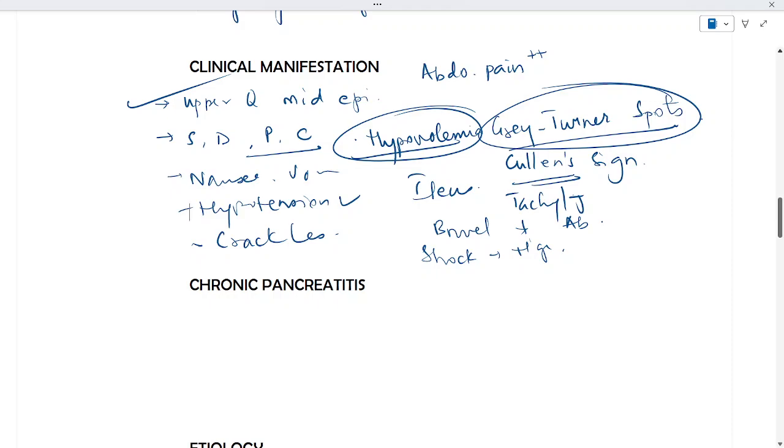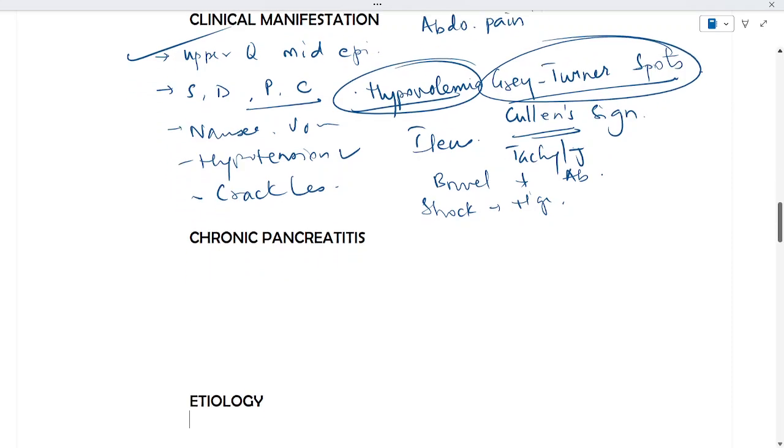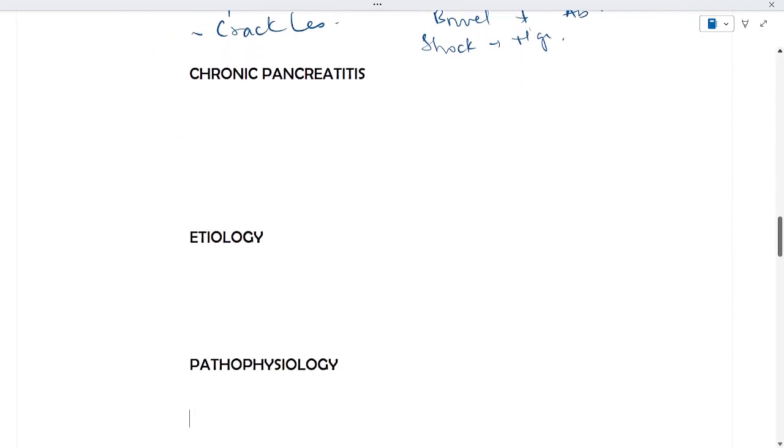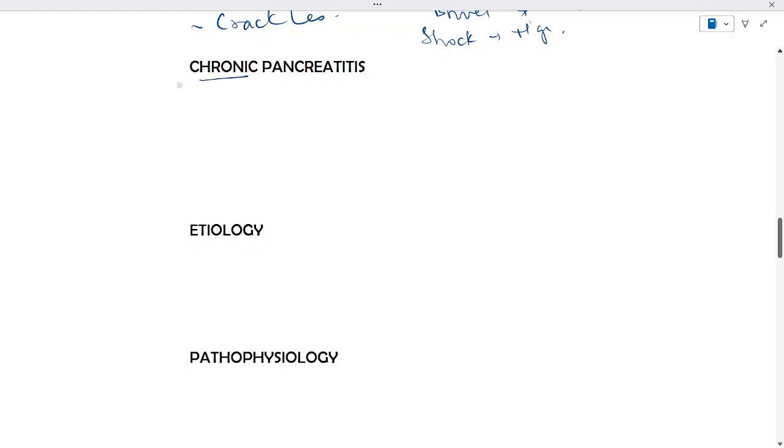Now let's see what chronic pancreatitis is. Chronic pancreatitis, as the name suggests, being chronic, is a continuous, prolonged, inflammatory and fibrosing process of the pancreas.